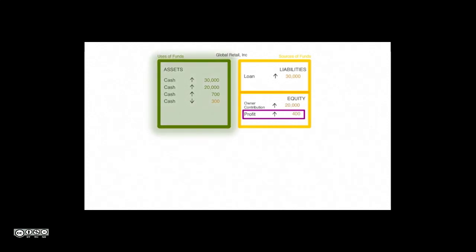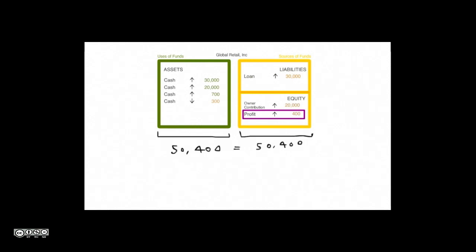On the use of funds side, the total assets decreased, and on the sources of funds side, so did the owner's claim on those assets. The balance sheet is still in balance with $50,400 of assets, $30,000 of debt, and $20,400 of equity. Take a second to think about what we've done. We've described a picture of where the business is at, but we have a small problem. We've lost part of the story about how we got there.